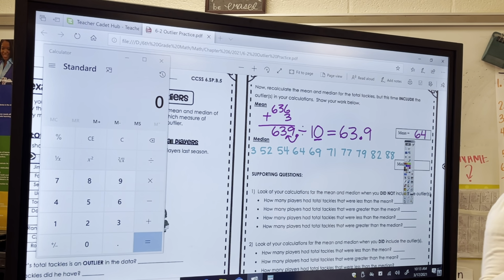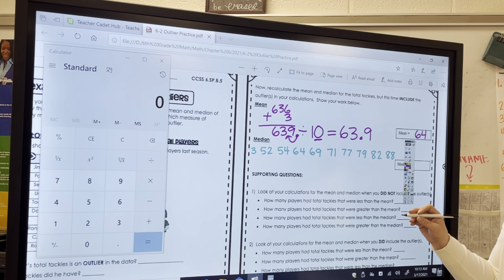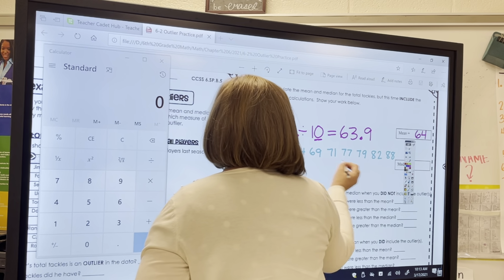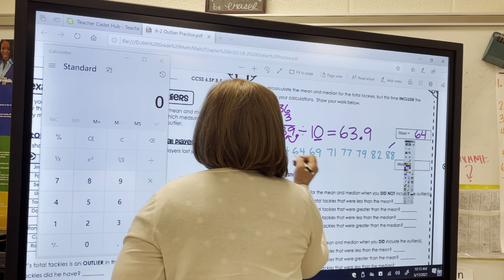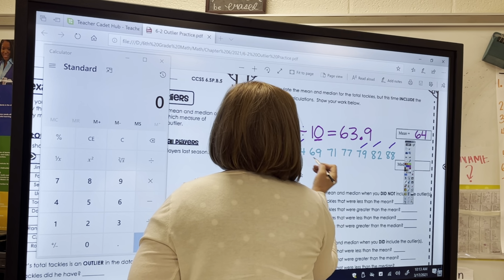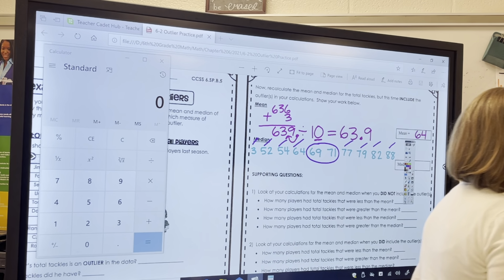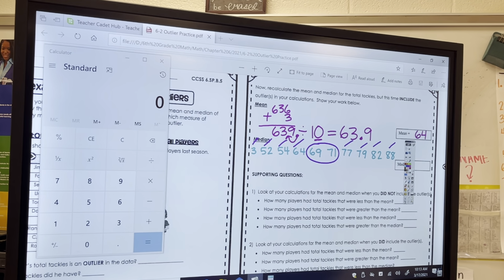All right. How many numbers do we have right now? 10. We have 10. So if we have an even number, how many numbers are we going to be left with in the middle? 2. Okay. So let's go until we're down to 2. Let's mark out low, high, low, high, low, high, low, high, and I've got 2 numbers left in the middle. I have 69 and 71.